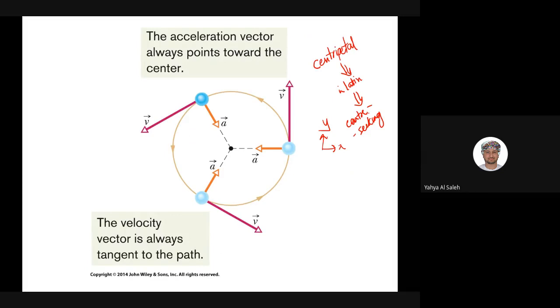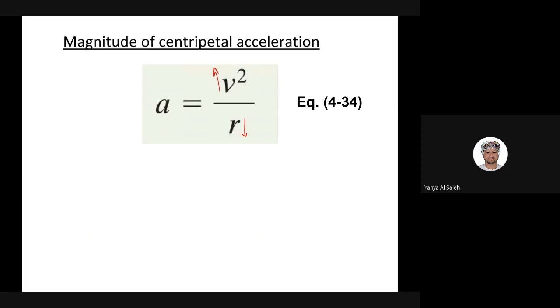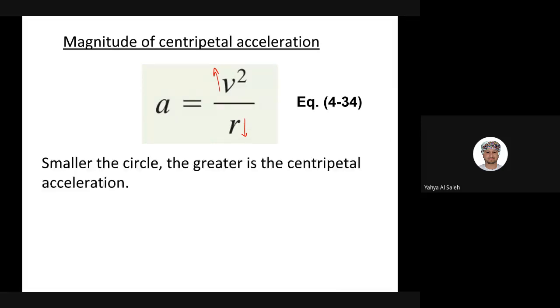And we said that acceleration is always towards the center, and that centripetal in Latin means seeking the center. And that our angle between our velocity and acceleration is always at 90 degrees. So how do we calculate this centripetal acceleration? The magnitude of the centripetal acceleration is equal to v squared over r.